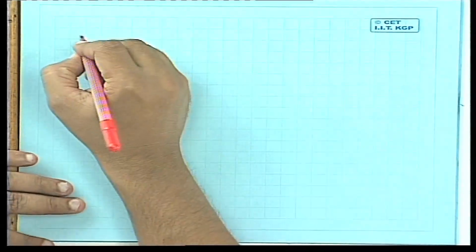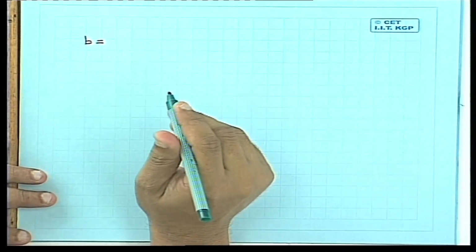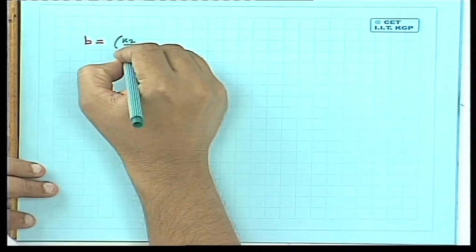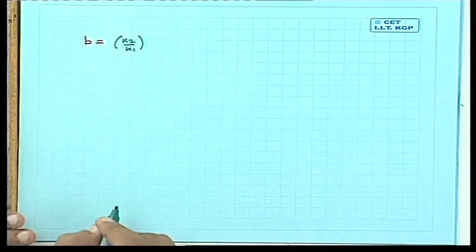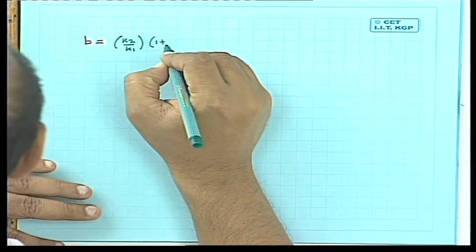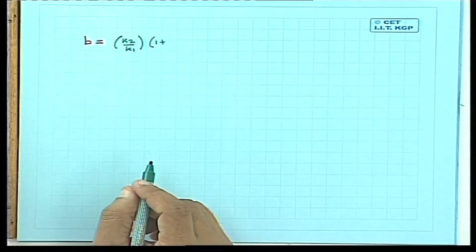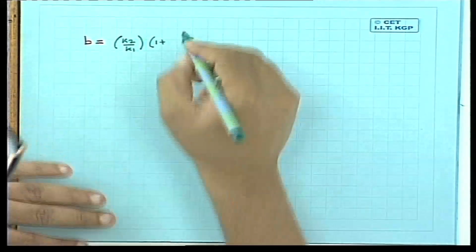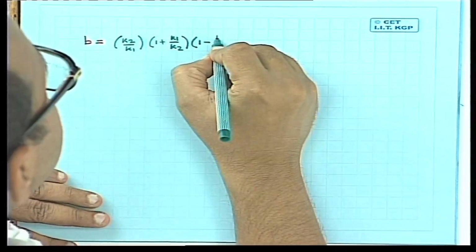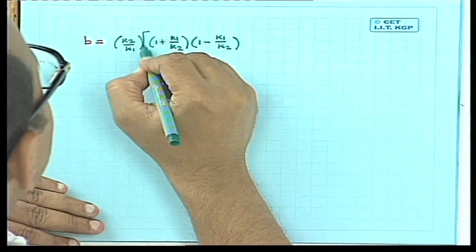So B is equal to C into D. There is an overall factor of K2 by K1, and then I have C into D. C into D is how much? C into D is 1 plus K1 by K2, 1 minus K1 by K2. So this is over here.